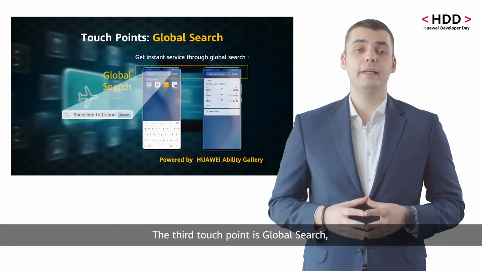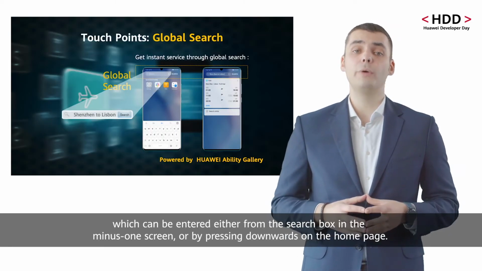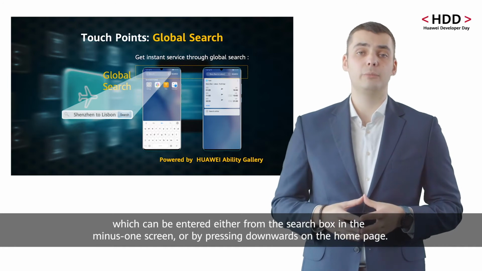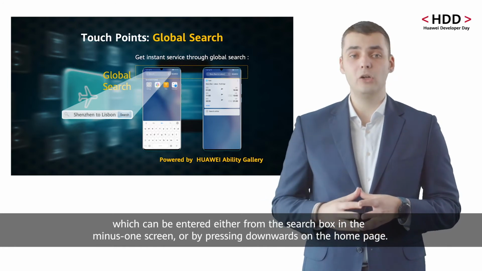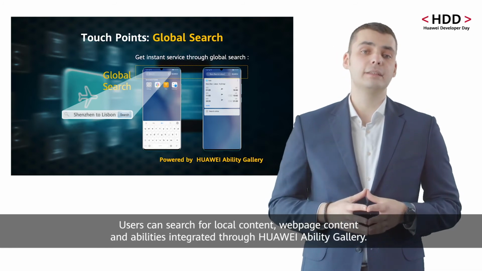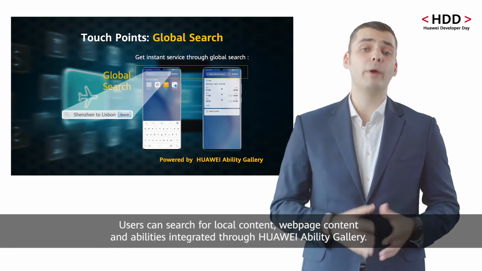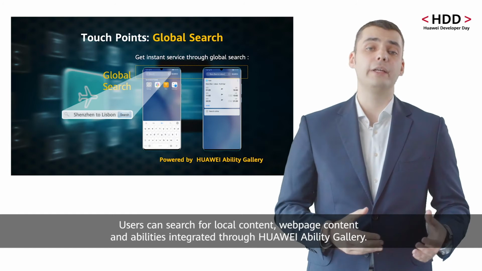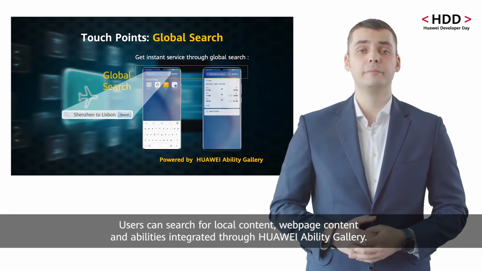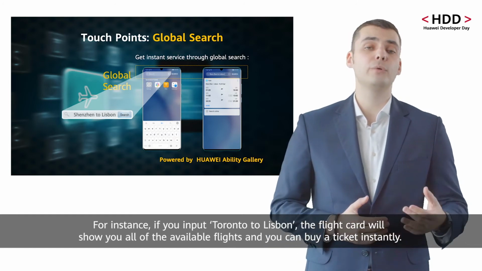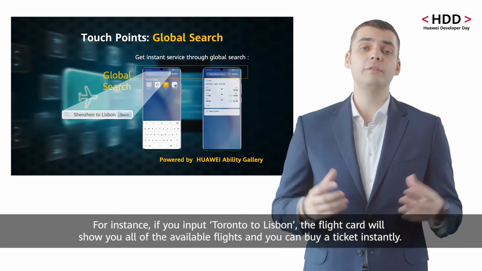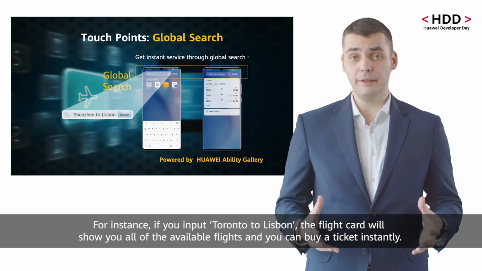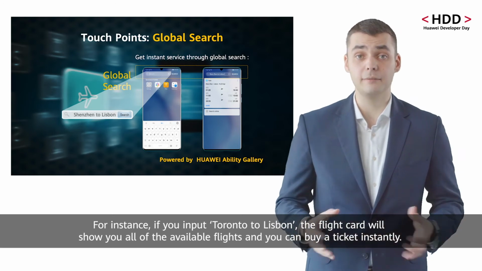The third one is the global search, which can be entered either from the search box in the -1 screen or just pressing downwards in the home page. Users can search for local content, web page, and abilities integrated through Huawei Ability Gallery. For instance, if you input Toronto to Lisbon, the flight card will show you all of the available flights and you can buy a ticket instantly.